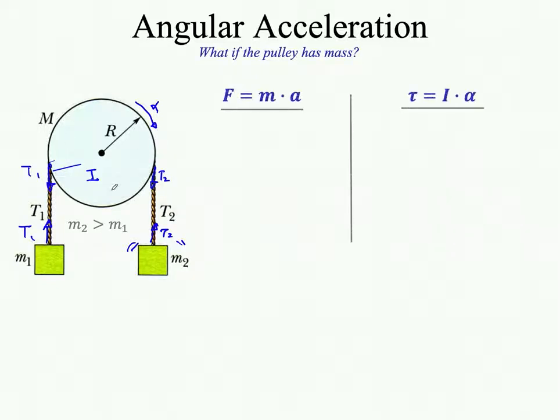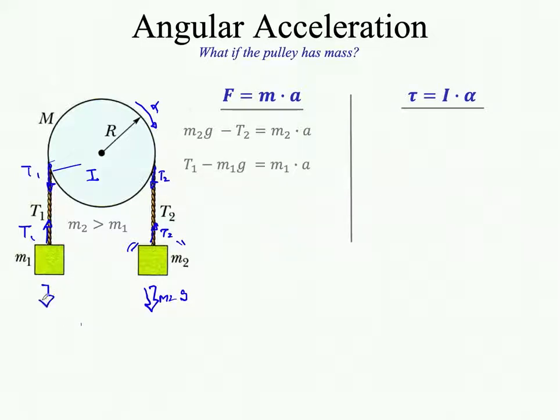So how do we solve it? Because we have both linear acceleration and angular acceleration, we do it the same way as before, but things get a little bit more complex. Why? Well, for this mass, the force of gravity is, of course, m2 times g minus T2 equals m2 times a. And we can also do that for the other side over here.